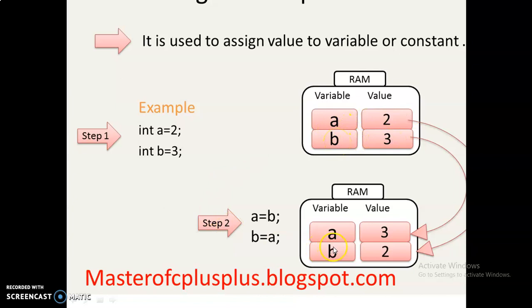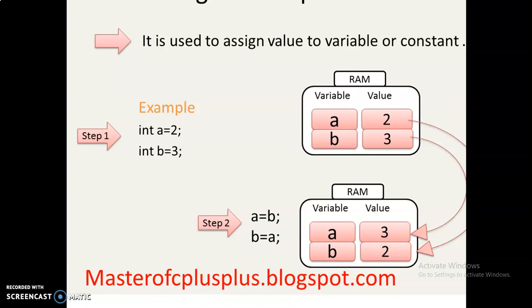So here this is the reassignment. a is equal to b and b is equal to a. The value of b is 3, so 3 is stored in a, and the value of a is stored to b, so 2 is stored to b. After this, these two values are swapped. So after this statement, this will be in the RAM. After step 2, the value of a is changed to 3, the value of b is changed to 2. Okay, this is the assignment operator.